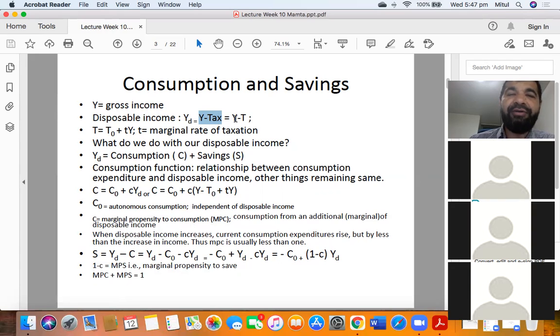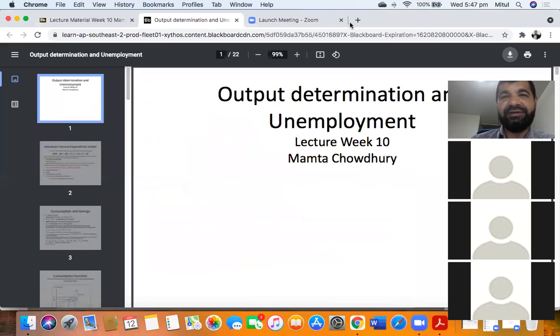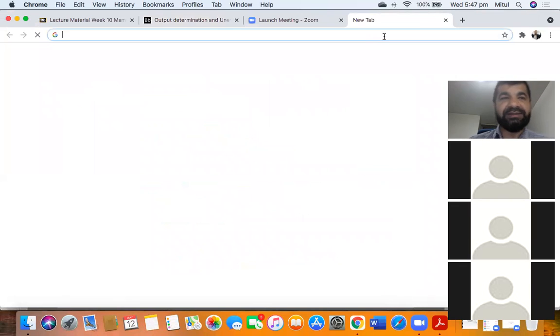Now, how do you decide how much your tax is? You see this tax, capital T, that's the amount of tax. And the small t is the rate of tax. So the marginal rate of taxation means our Australian government rate of taxation. I can show you here the individual tax rate.